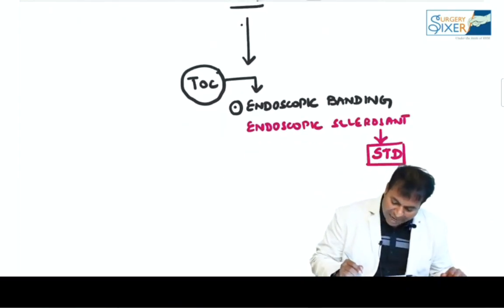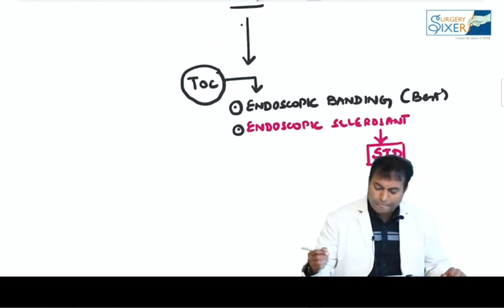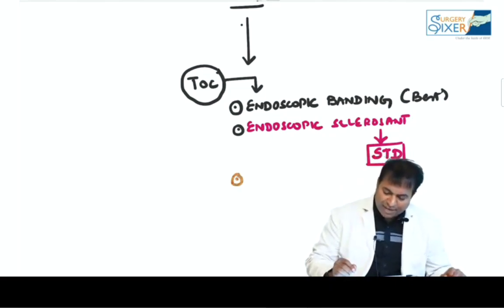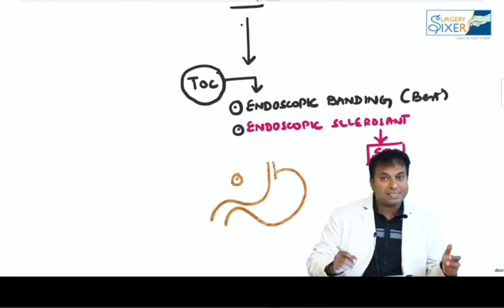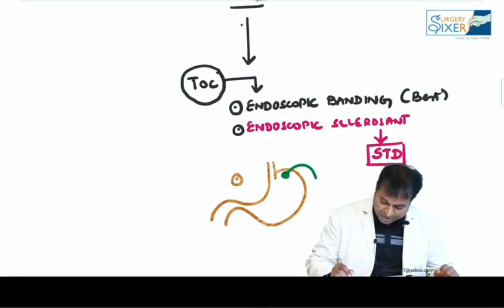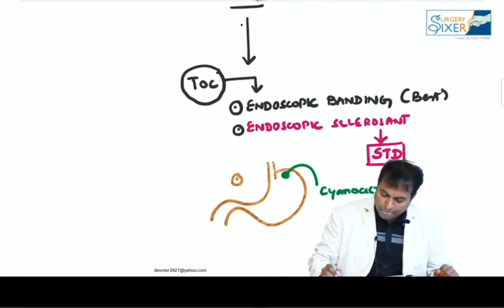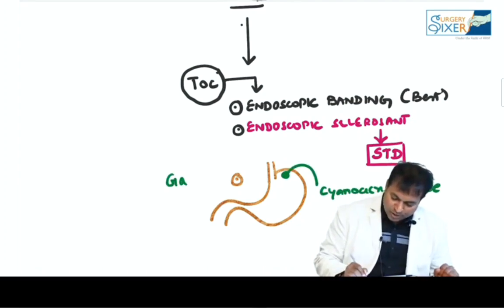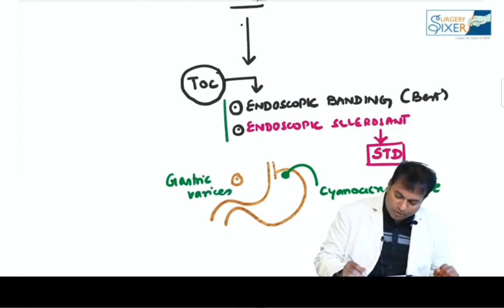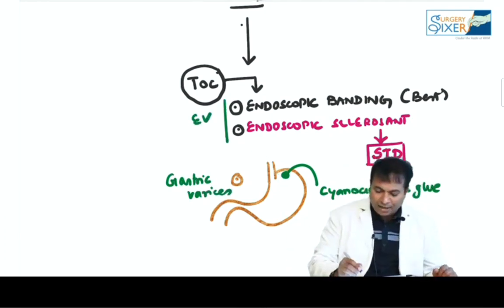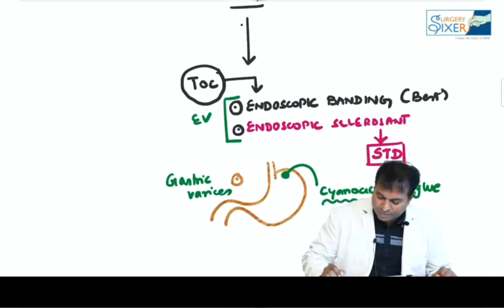Please don't forget, endoscopic banding or endoscopic sclerotherapy is done, and the best is banding. These are for esophageal varices. But if it is gastric varices, banding is not possible and sclerotherapy is also not possible. We have to put a glue in the gastric varices, known as cyanoacrylate glue. So for esophageal varices we do banding or sclerosant, and for gastric varices we must use cyanoacrylate glue.